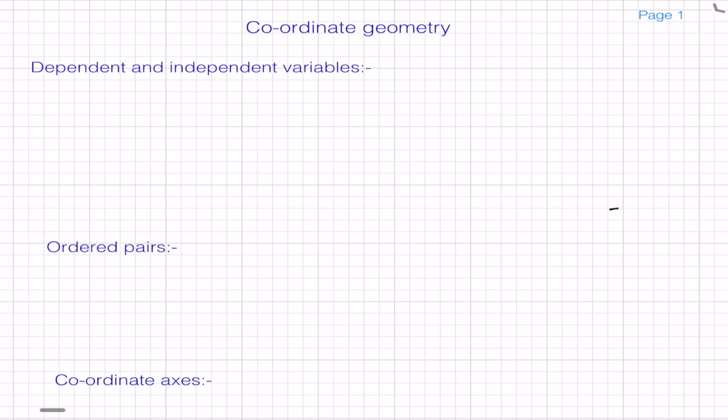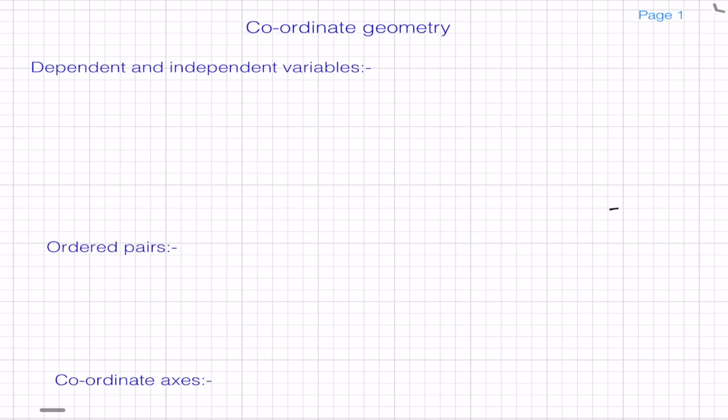Good morning, students. Today we are going to start with coordinate geometry. One portion of coordinate geometry, that is the distance formula, we have already done. So today we will do the graphical portion of coordinate geometry. This topic is also not new for you, as you have been doing graphs from class 7 onwards.